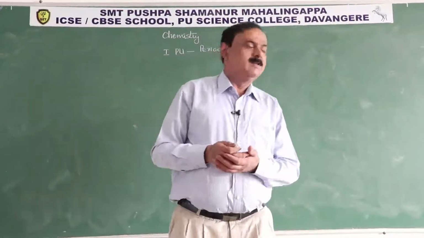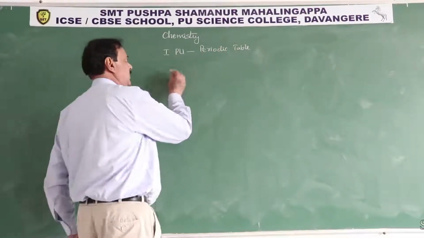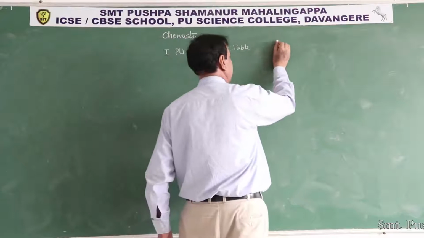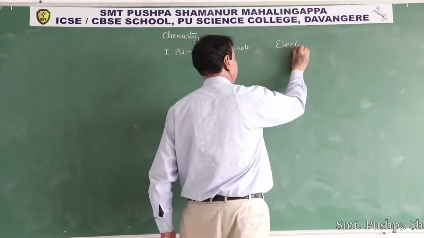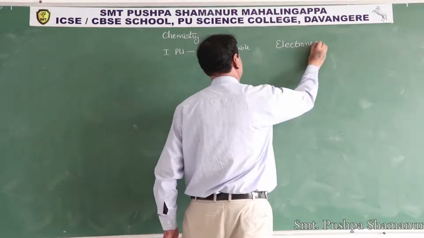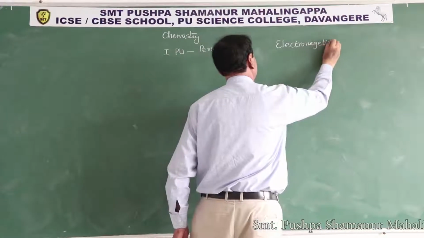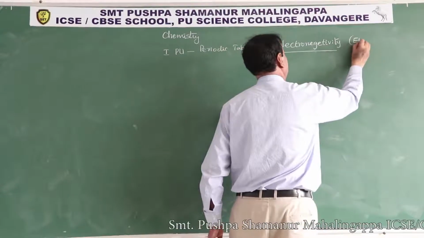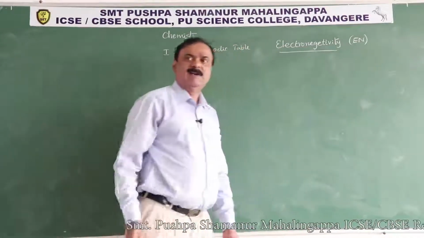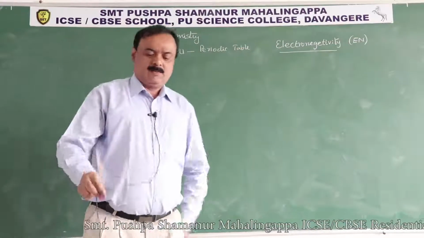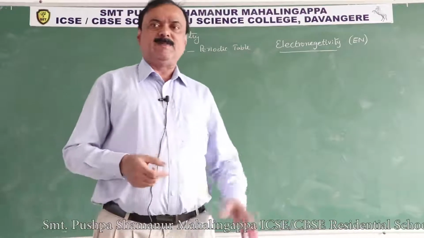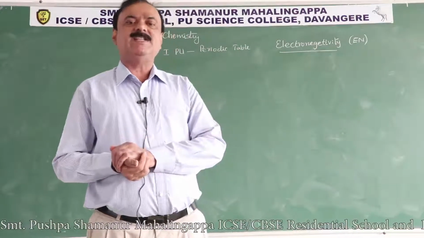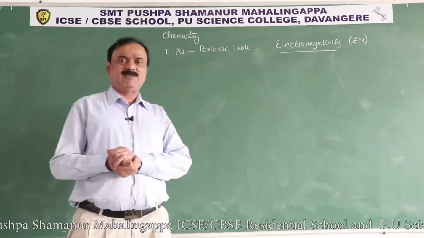Yes. In the last class we discussed the periodic table, in particular a periodic property, that is the electronegativity of an element. Electronegativity, that is EN values. Electronegativity value depends upon various factors. What are the various factors that affect the value of the electronegativity?